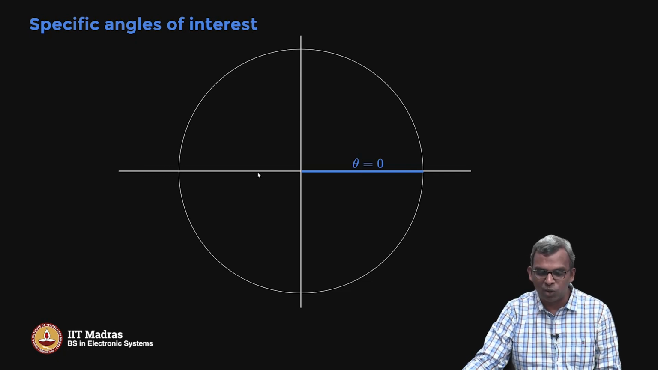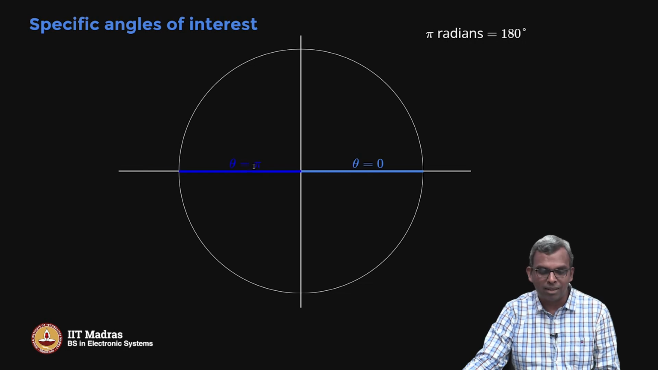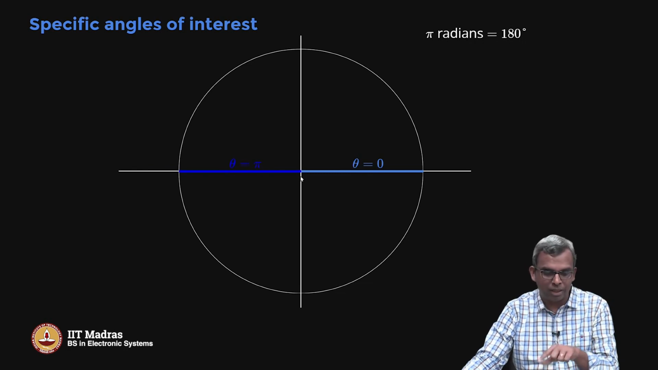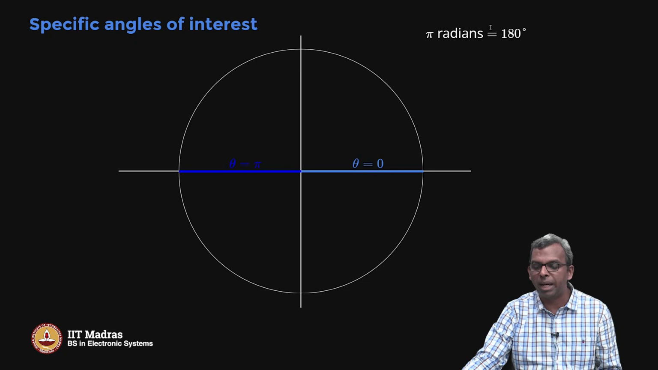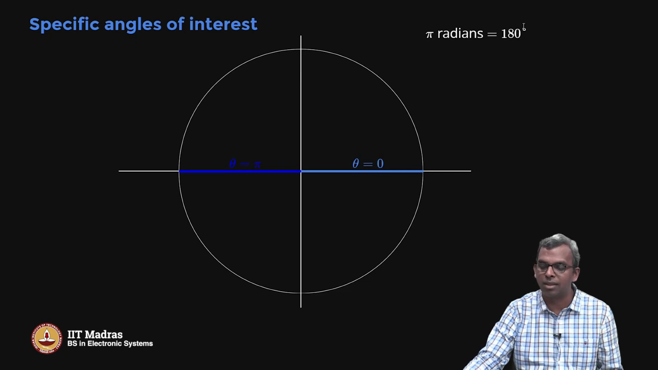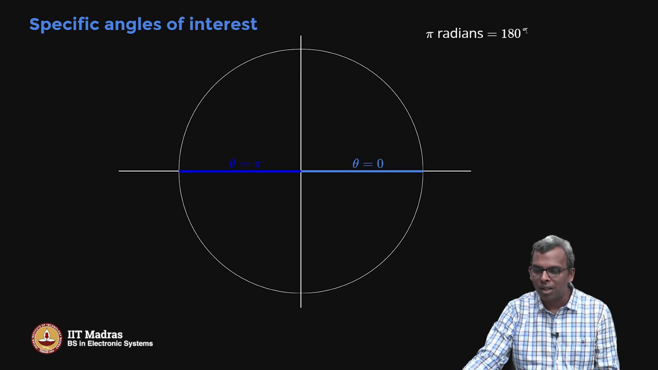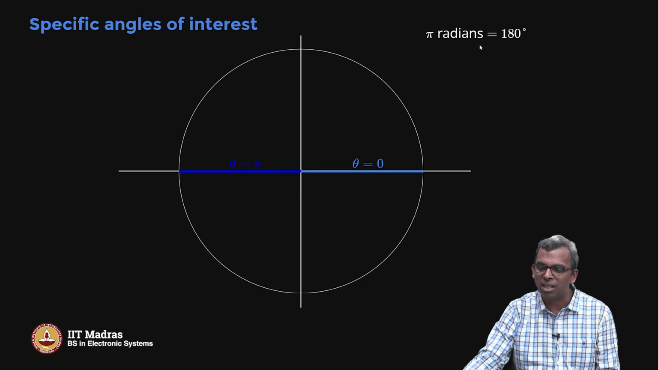First is theta equals 0, right? That's just this angle. There's no angle at all. Next is theta equals pi, which is on this side, right? And now pi radians is 180 degrees. So this is a standard conversion. We will pretty much not use degrees. We will always say radians mostly. But you might want to remember this because quite often people use degrees also for angles.